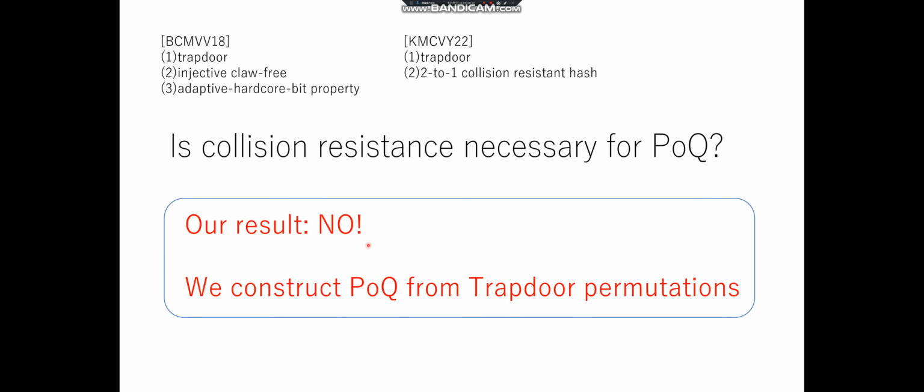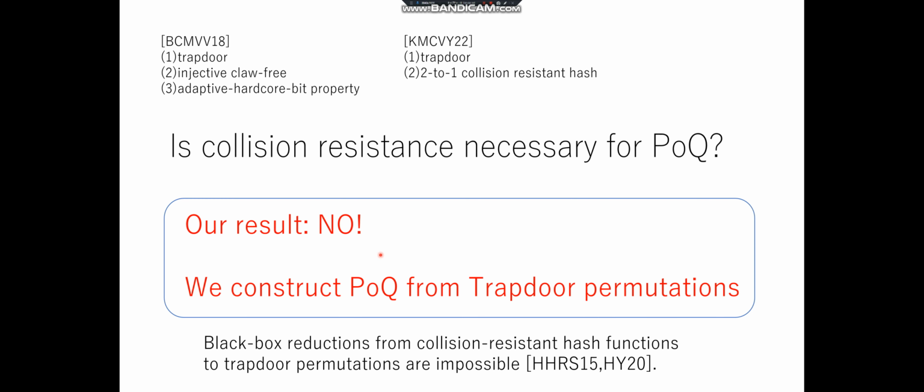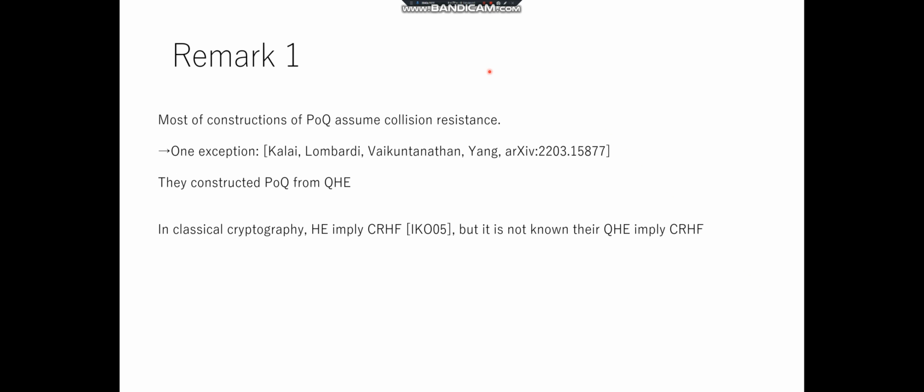The main result of the present talk is to show the answer is no. We construct proofs of quantumness from trapdoor permutations. Because black-box reductions from collision-resistant hash functions to trapdoor permutations are known to be impossible, our result suggests that collision resistance is not necessary for proofs of quantumness. Before explaining the details of our results, let me give two remarks.